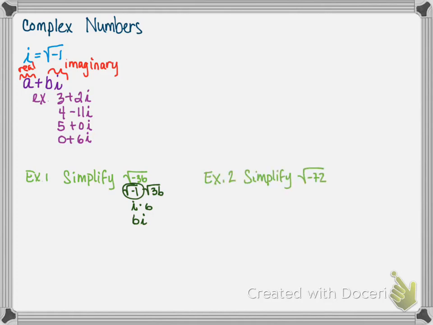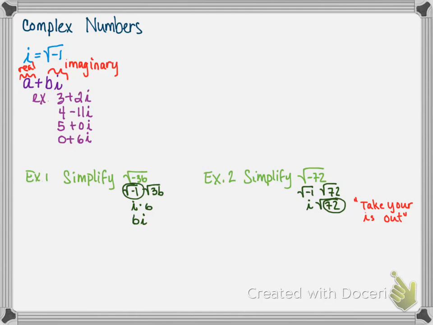Okay, let's look at a second example. The square root of -72. Again, I can rewrite this as the square root of -1 times the square root of 72, which is i radical 72. And this first step, I'll sometimes say or ask you to take your i's out.